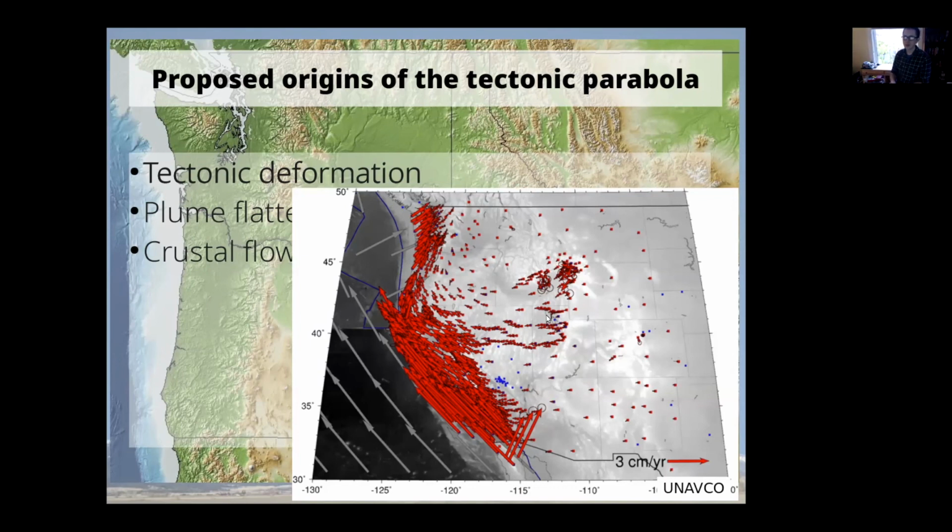This is probably the easiest hypothesis to rule out because the lithosphere is actually quite thick in all those areas, or in some of those areas, and not in the ways that you would expect given just ordinary tectonic deformation.